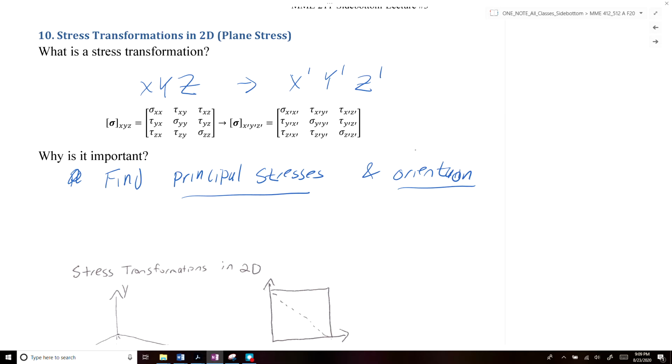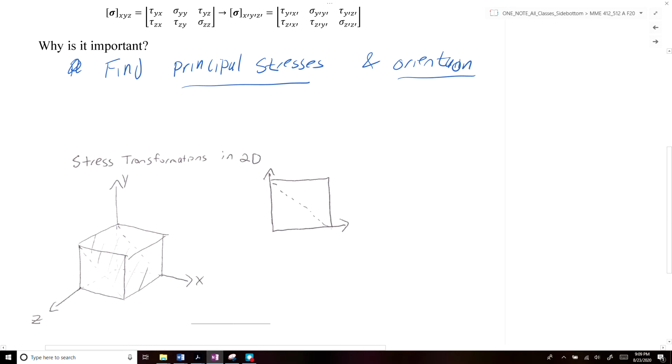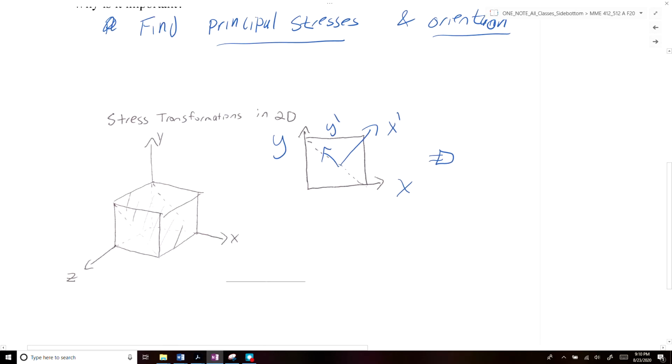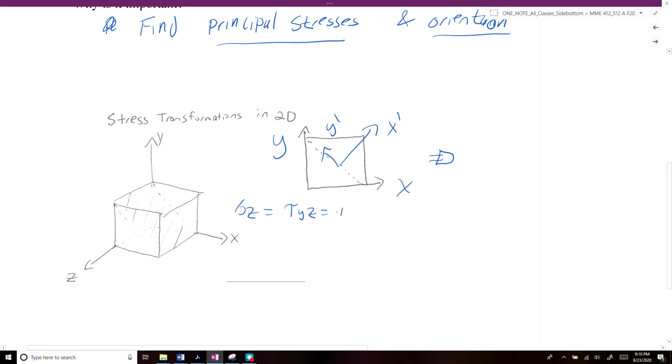In this video, we're going to focus on just a 2D transformation, going from our x, y system to an x prime, y prime coordinate system. In this case, we're focusing on a case of plane stress, so we're going to ignore sigma z, tau yz, and tau xz. They're all equal to 0. The only stresses we're worried about on our stress element are sigma x, sigma y, and our shear stress tau xy.